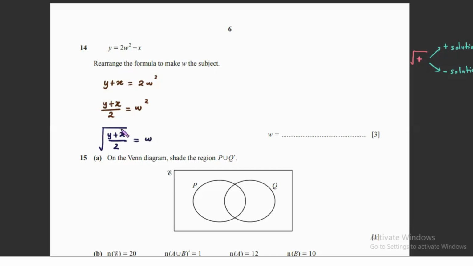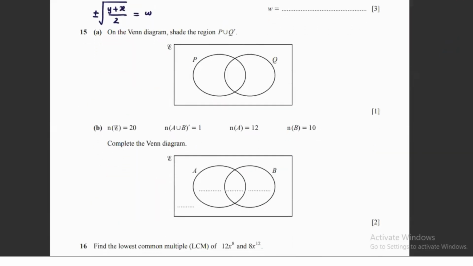But the moment you put the square root, it's very important that you put the plus and the minus sign, because the square root of a positive number will always have two solutions. It will have a positive solution as well as a negative solution. So it's very important that you put the plus or the minus sign in front of the square root. Let's move on to question 15.